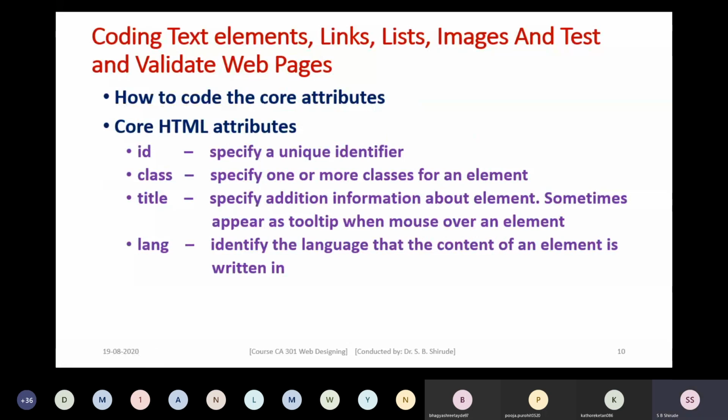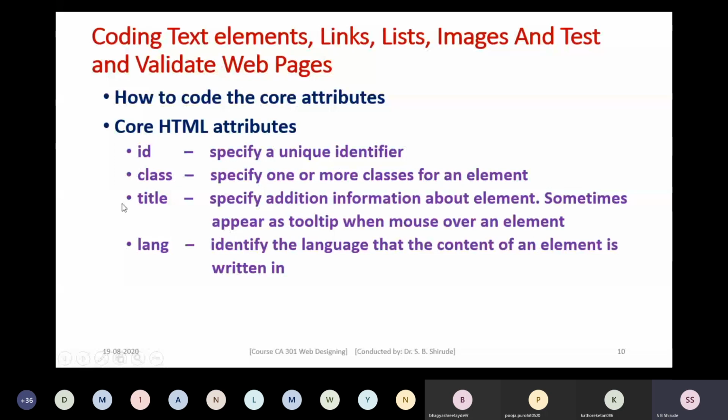Core attributes I have selected and I will demo them today. Some commonly used core HTML attributes are ID, class, title, and lang. So what is this ID attribute? It specifies a unique identifier for the element. This ID can be used as a selector in the CSS file, or in JavaScript to move to a particular element.